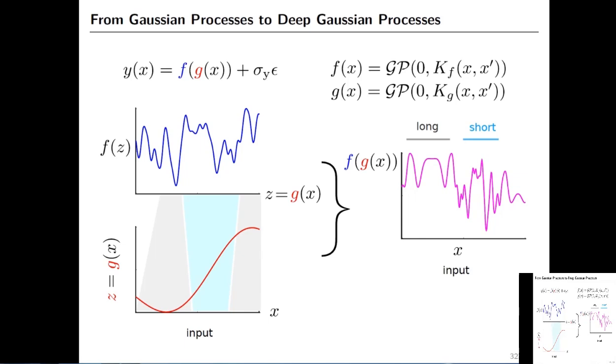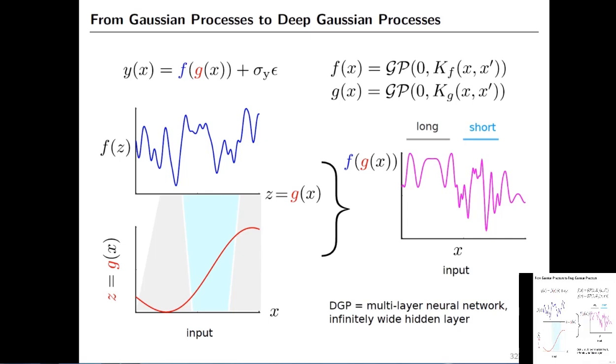So if we had a method for doing learning and inference in this model, it could learn automatically. One way to think about it is it would learn automatically how to warp our inputs through this function G, such that when I put a Gaussian process on the top, it then allows us to do powerful prediction. So it's going to do automatic learning of these warping functions, and that in turn effectively does automatic kernel design for us.